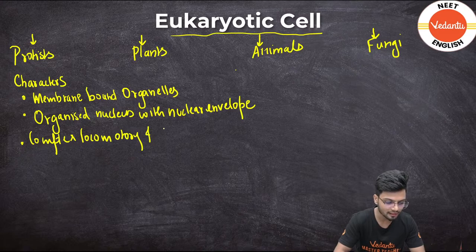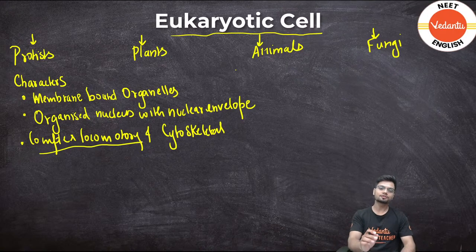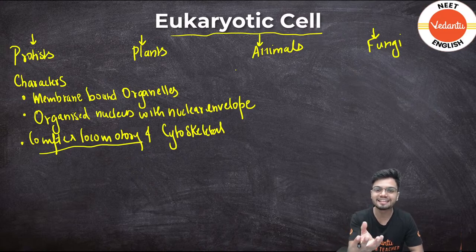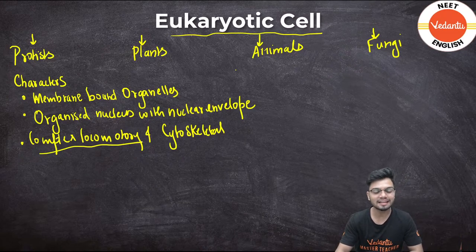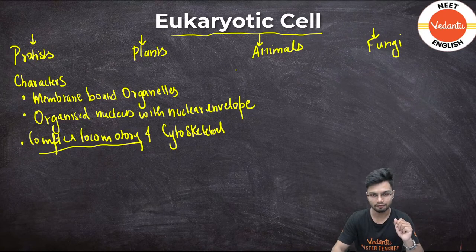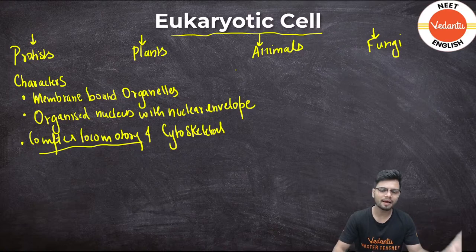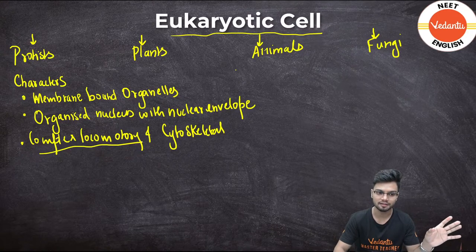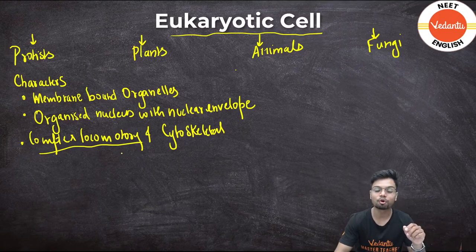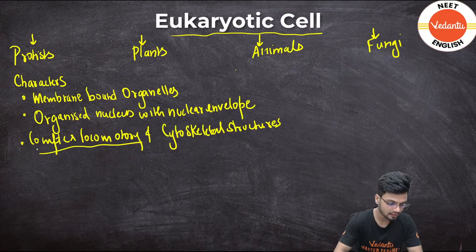Now, what about complex locomotory and cytoskeletal structures? Can anyone tell me what these complex locomotory structures are? They are very simple, which you will study later on. That is cilia. Till now in prokaryotes, did we talk about cilia anywhere? We spoke about flagella. We spoke about pilus and fimbriae. Fimbriae and pilus are for attachment, but we spoke about flagella there. But here, the complex locomotory structure which I'm talking about is cilia. Then we have cytoskeletal structures also present here.